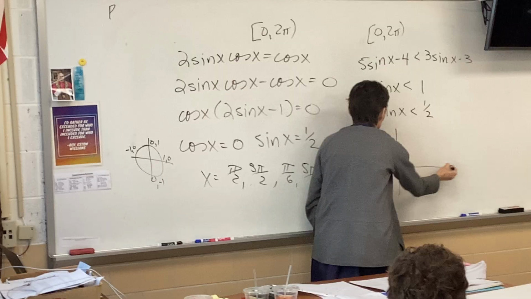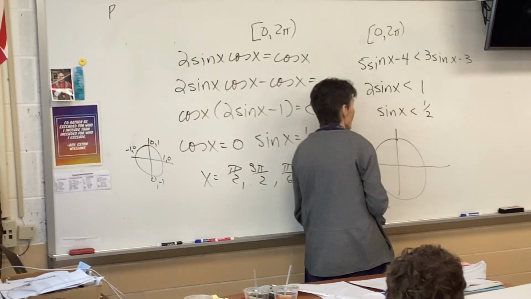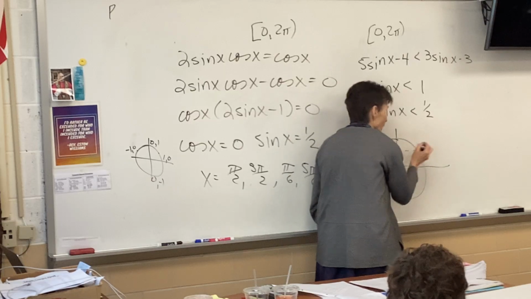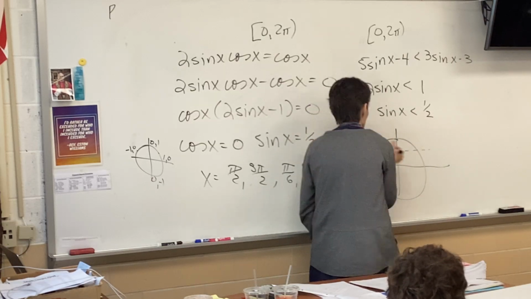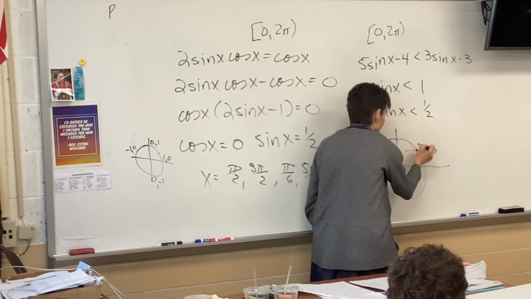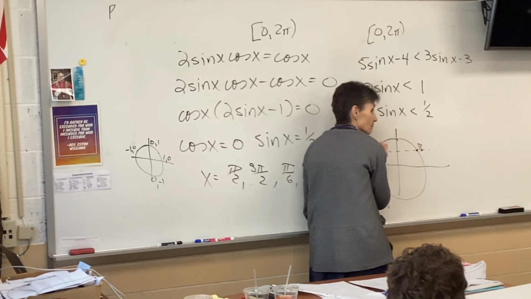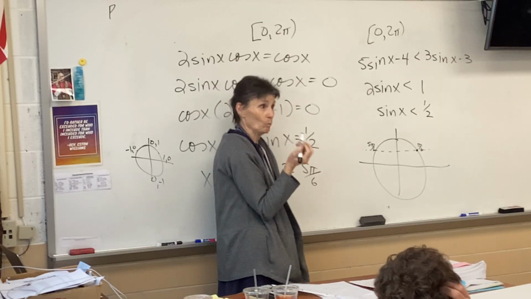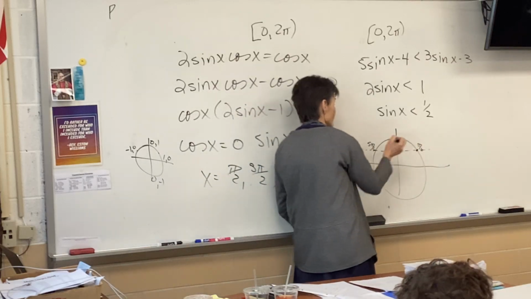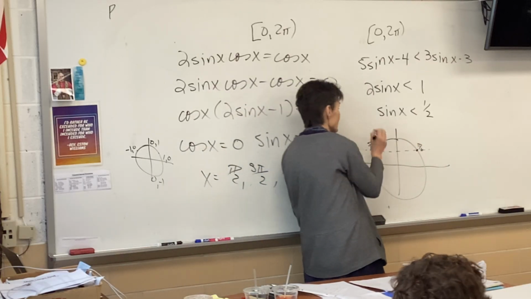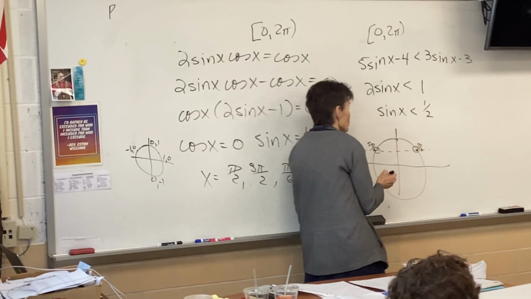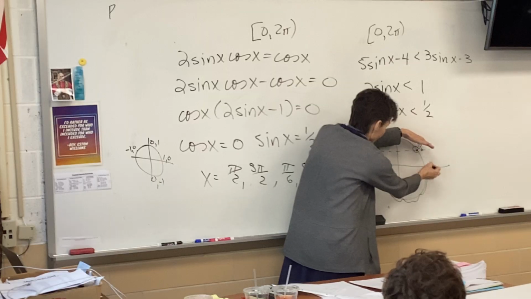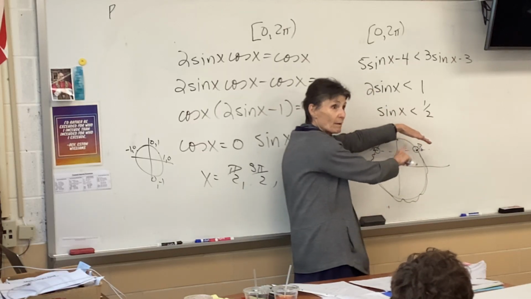So again, feel free to use a unit circle. Where is the sine, which is y, 1/2? We just did that. Isn't it pi over 6 and 5 pi over 6? So if this had been an equals, the answer would be pi over 6 and 5 pi over 6. But it's not, it's a less than. So we need the sine to be less than 1/2. So we're talking about all that right there.